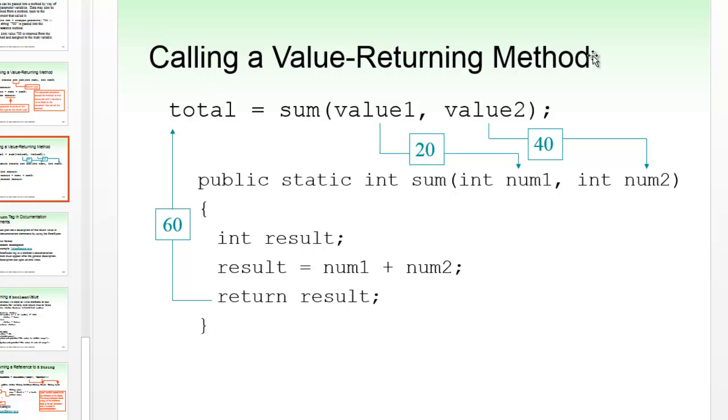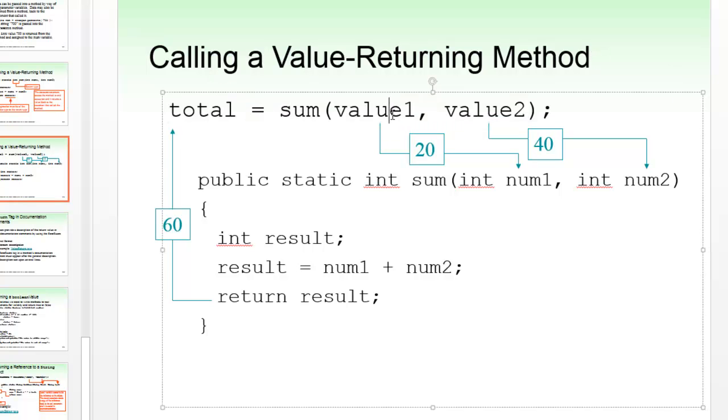Okay, to call a value returning method, such as the example above, let's say I have an integer called total. I'd say total equals sum(value1, value2). Let's say I pass 20 and 40 to it, goes into the method here, adds them up to 60, and then returns a 60. That means total will obtain 60.